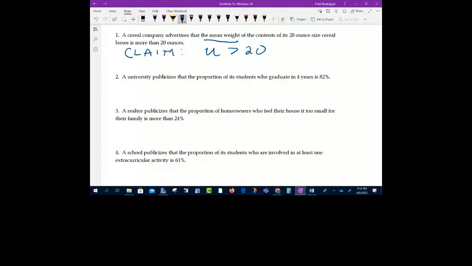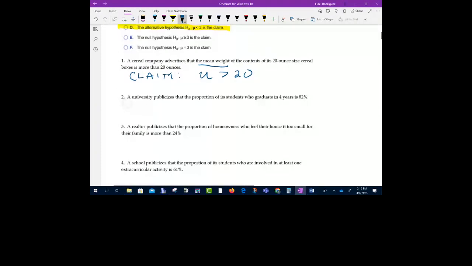Just as a little thing you can do to make things a bit easier: H0 has to have some kind of equality. Ha, no equality.